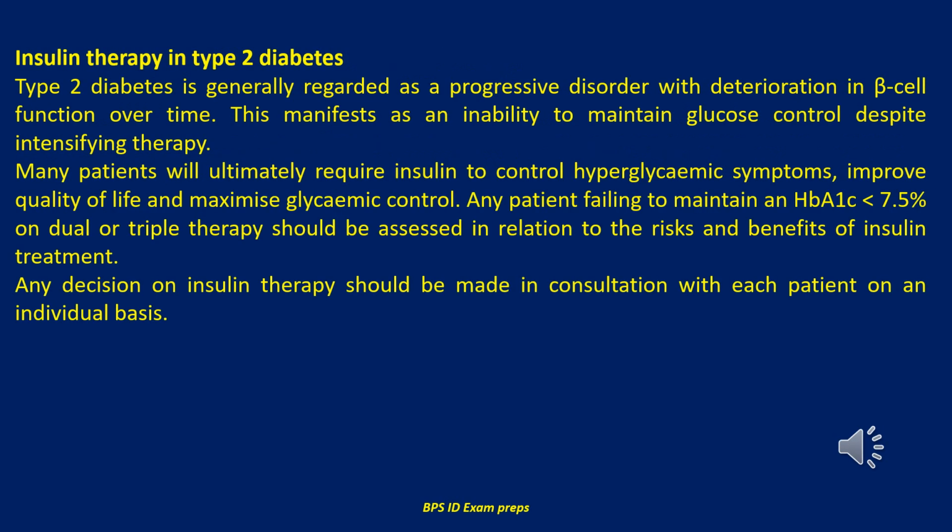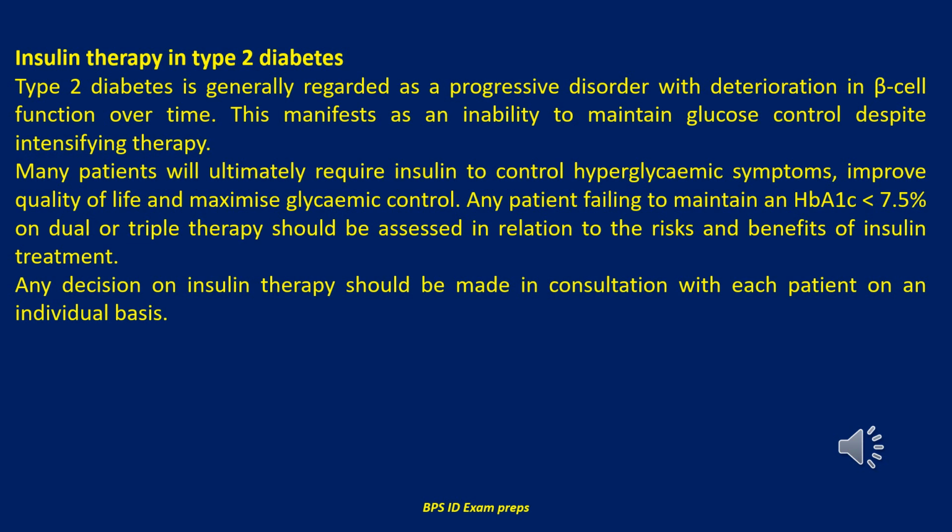We will now progress to insulin therapy in type 2 diabetes. Type 2 diabetes is generally regarded as a progressive disorder with deterioration in beta cell function over time. This manifests as an inability to maintain glucose control despite intensifying therapy. Many patients will ultimately require insulin to control hyperglycemic symptoms, improve quality of life and maximize glycemic control.